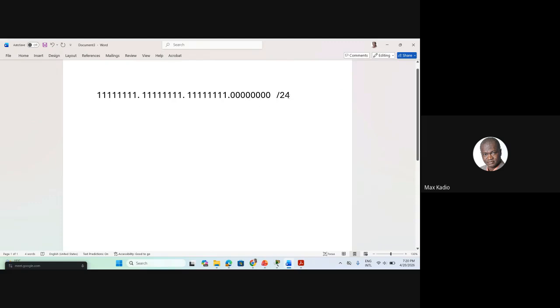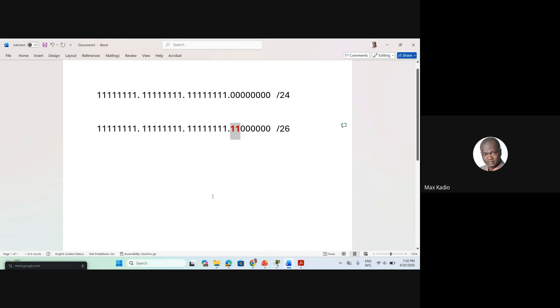But now, if they say /26, it means I have 26 ones. It means I took 1 here and another 1 here. It means I borrowed 2 extra bits. You see, this is my normal 24, not 25. It means I borrowed 2 extra bits. So if you borrow 2 extra bits from the host, it means you divided your room into smaller rooms.